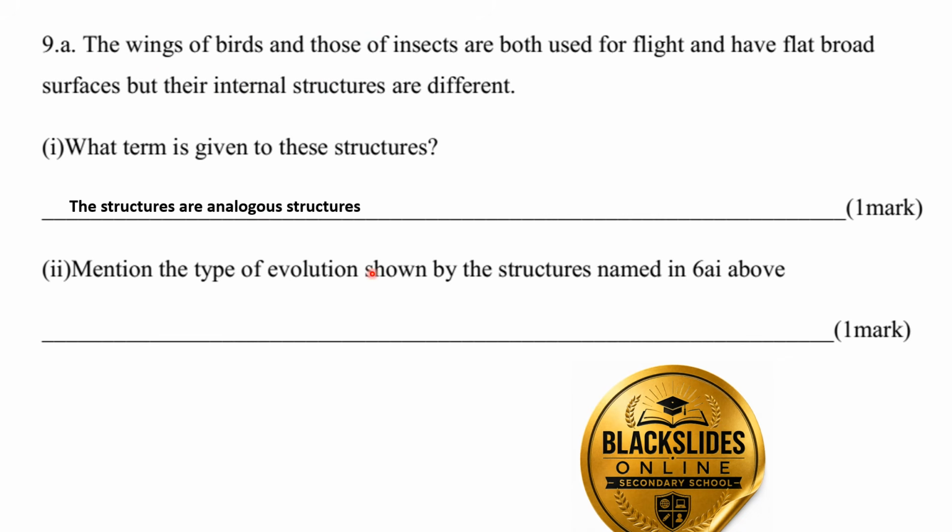Mention one type of evolution shown by structures mentioned here. The type of evolution is called convergent evolution.